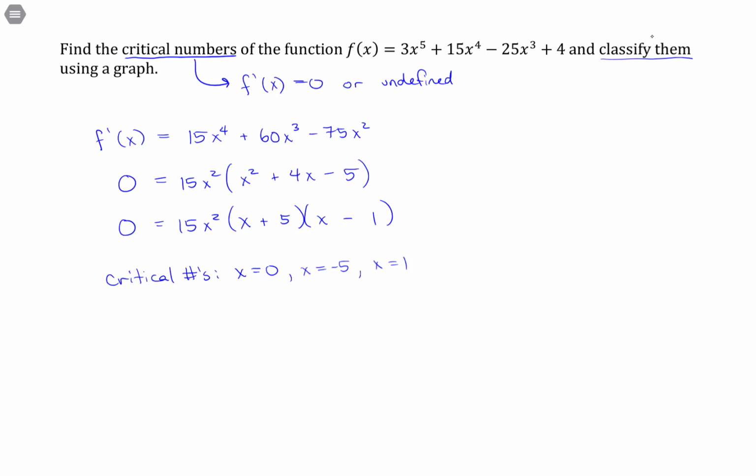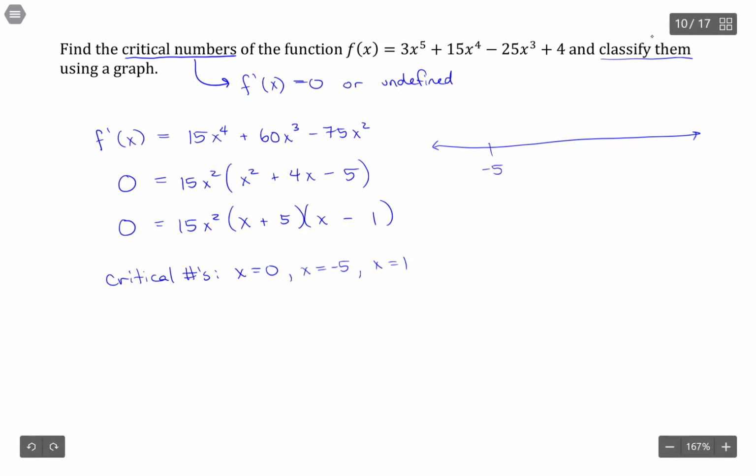Classifying them means determining if they are relative minimums or maximums or neither. Sometimes that could happen. In order to do that, I will take these critical numbers and put them on a number line. Make sure they're in order from least to greatest, so -5, 0, and 1. And then I'm going to pick some test values. The test values I'll choose here just have to be on each interval. So how about -6, -1, 0.5, and 2. All right.